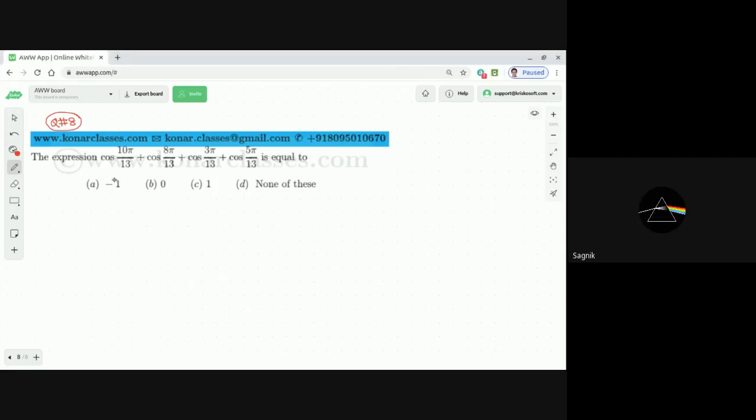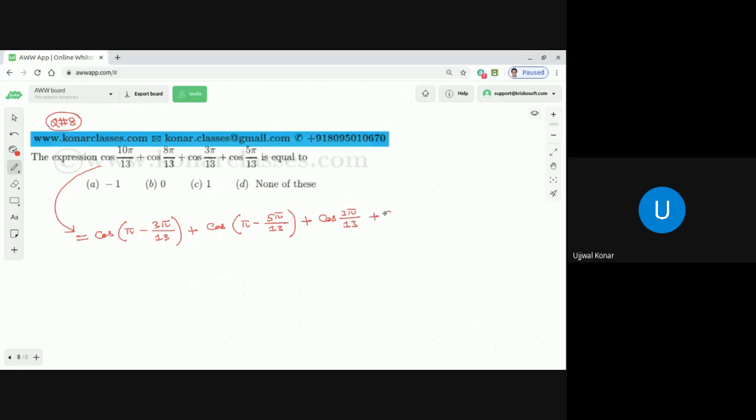Yes, correct. So the entire expression becomes something like this: cos of 10 pi by 13, that you can write as cos of pi minus 3 pi by 13, correct? Plus cos 8 pi by 13, that you can write as cos of pi minus 5 pi by 13. And the rest you leave as it is, cos 3 pi by 13. That's what you have done, or something different? Yes, I did like this.